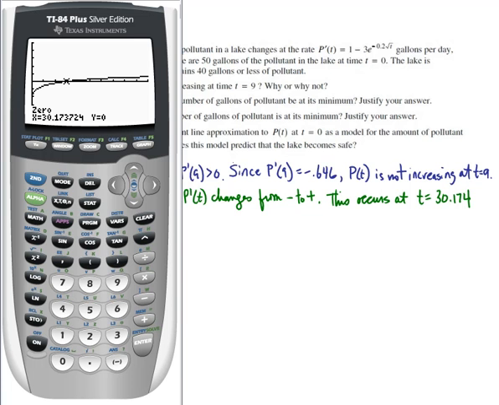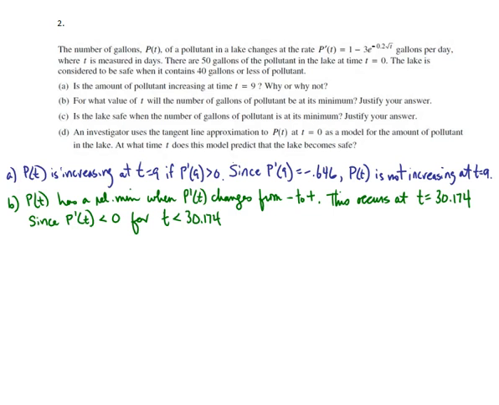Now since the derivative is negative prior to that point and positive after that point, then that's going to have to be the absolute minimum. And I'm going to close the calculator. And I say since the derivative is negative for t less than 30.174, and the derivative is positive after that, then the absolute min value occurs at t equals 30.174.